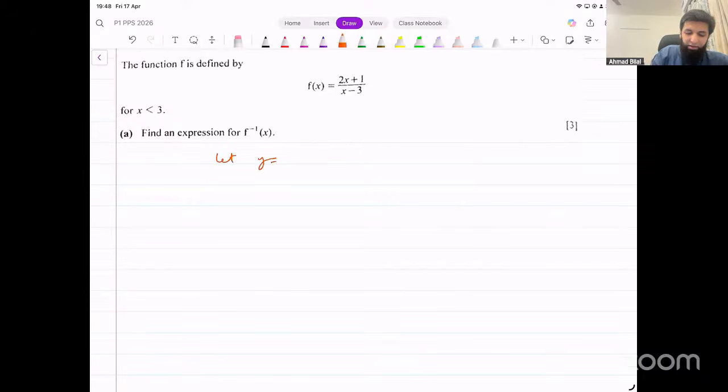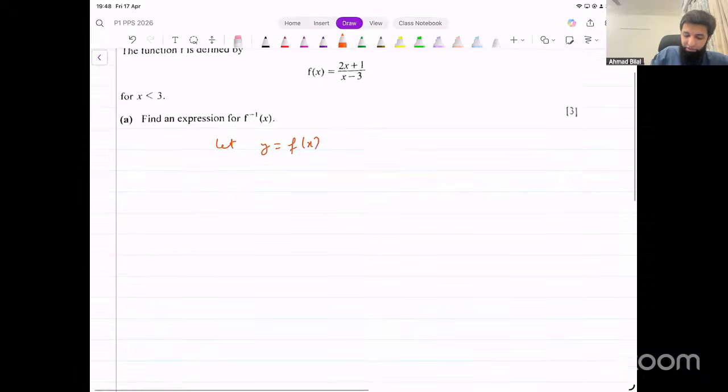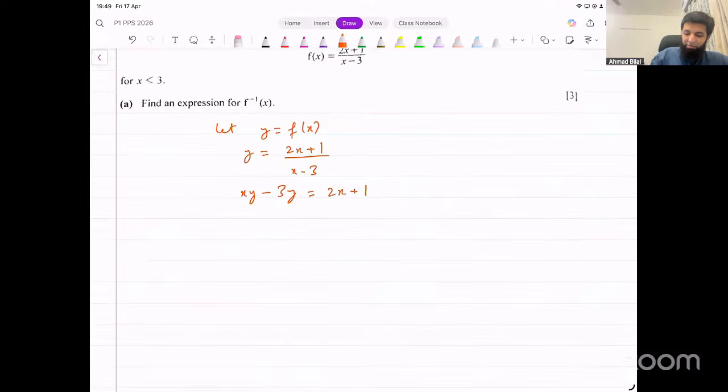We can say let y equals f of x, and that gives us y equal to (2x plus 1) over (x minus 3). Multiply by x minus 3 on the other side, and that simplifies to xy minus 3y equals 2x plus 1. Make x the subject, take all x terms to one side: xy minus 2x equals 3y plus 1. Take x common, that leaves us with y minus 2 inside, that equals 3y plus 1. And then x equals (3y plus 1) divided by (y minus 2).